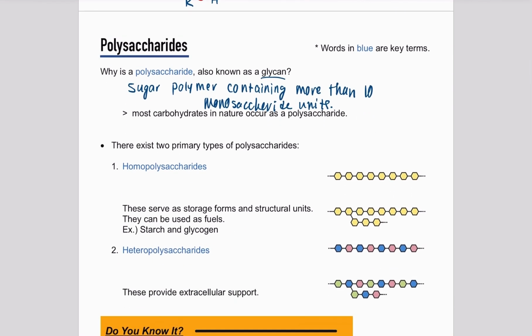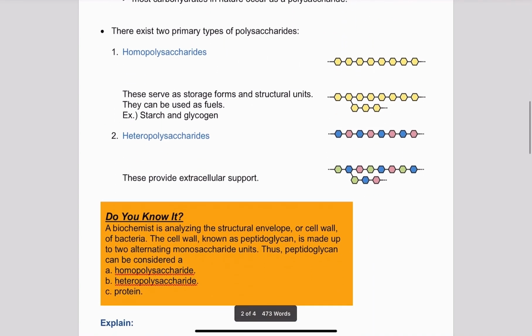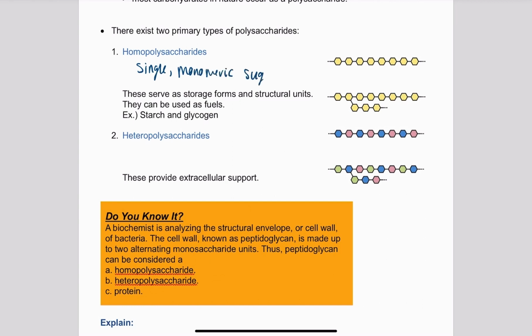Keep in mind also that the key words are highlighted in blue. There exist two primary types of polysaccharides. There are homopolysaccharides, which we know contain only a single monomeric sugar species. Okay? These serve as storage forms and structural units and can be used as fuels. Starch and glycogen are some prime examples.